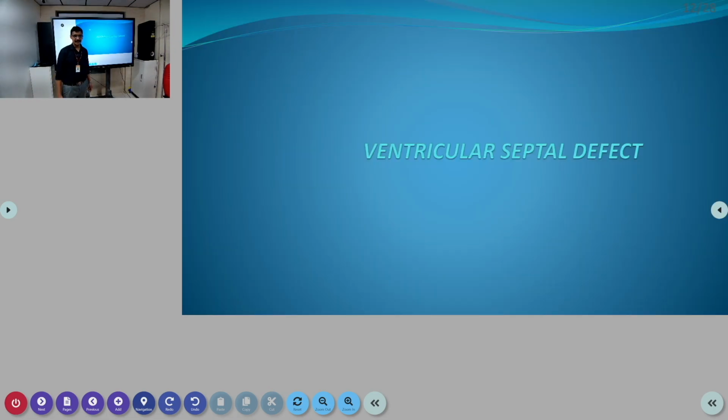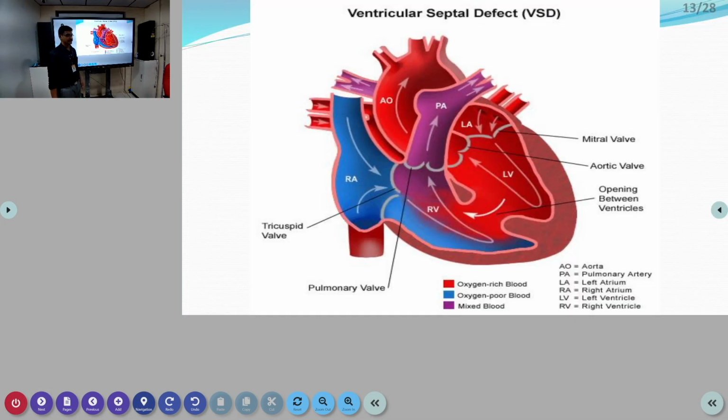Next, I'll talk about the next congenital heart disease, which is the ventricular septal defect. Now, ventricular septal defect is a hole in the ventricular septum, and the blood flows from the left ventricle to the right ventricle, and then blood flows through the pulmonary artery towards the lungs.